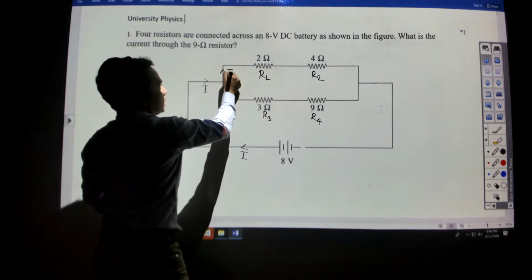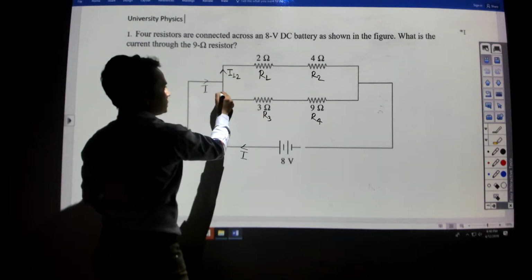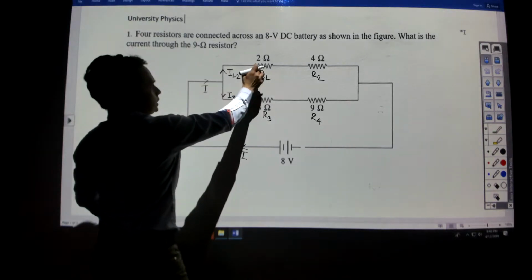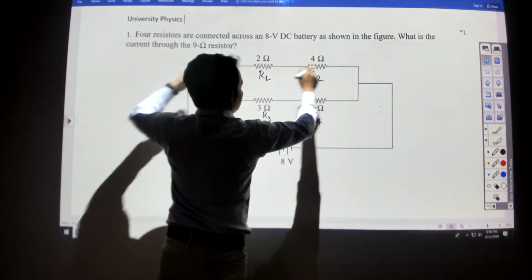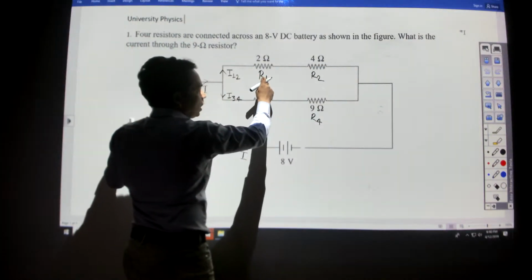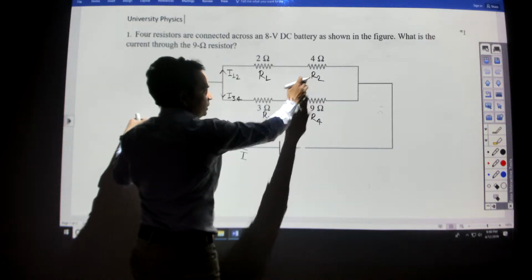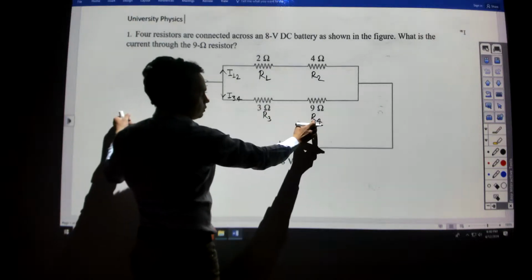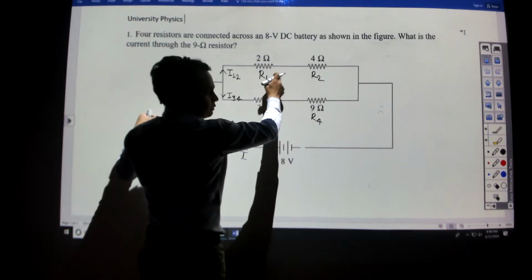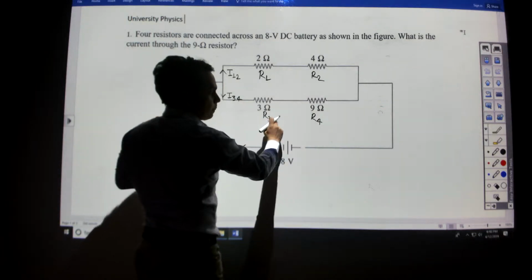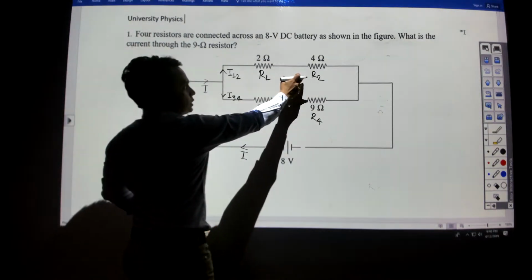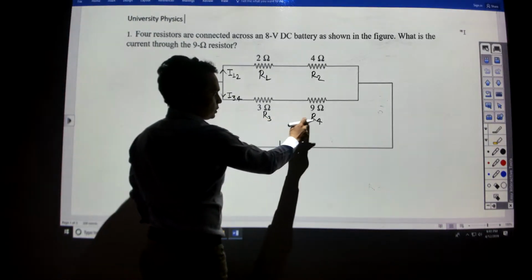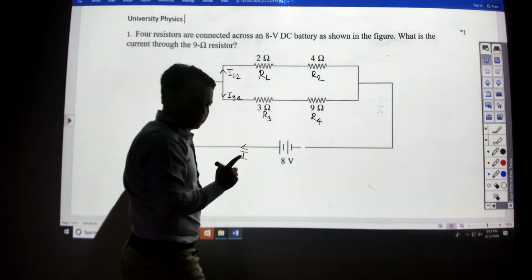Let's call this I1,2, and let's call this I3,4. Once the current is into this wire or this portion, whatever current flows through R1 must pass through R2. The same thing here: I3,4 flows through R3 and R4. These two resistors are in series and these two are in parallel. I can replace these two resistors by one resistor. The same way I can replace these two resistors by one single resistor.